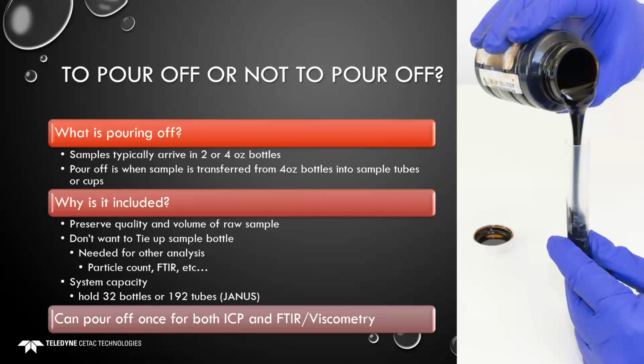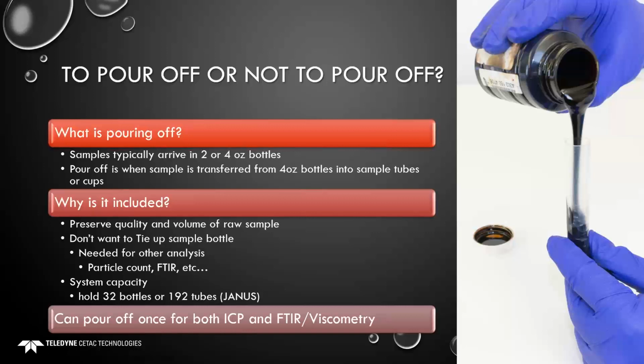I think a lot more commonly, the concern is that they don't want to tie up the sample bottle. If your sample bottle has to sit on the deck for the whole run, how much time is that going to be? And do I need my bottle to go on to other analyses? Things like, do I need my bottle for the particle counter? Do I need my bottle for FTIR? Do I need my bottle for viscosity? Or is the bottle just going into the next kind of sorting step? Everything goes on the ICP, but then the bottles go off to be sorted into whatever else they have to run. It's a workflow question for the laboratories, but it's important to understand.